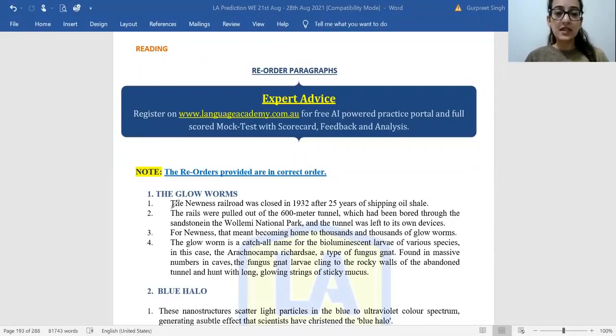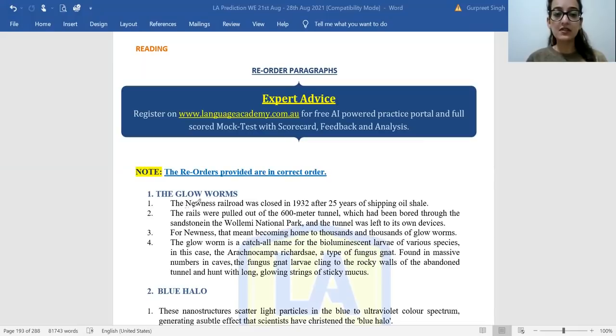The first sentence says the Newness Railroad was closed in 1932 after 25 years of shipping oil shale. There are a few concepts that we are going to apply in these questions. The first one is that when we have the full name, that sentence comes first. When we have a part of that name, that comes second. So this rule is being applied in the first one.